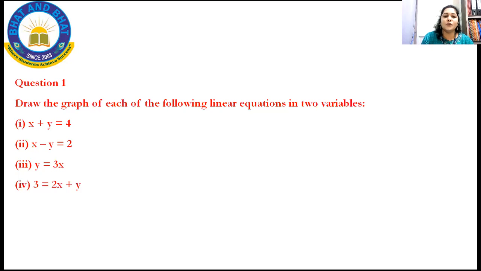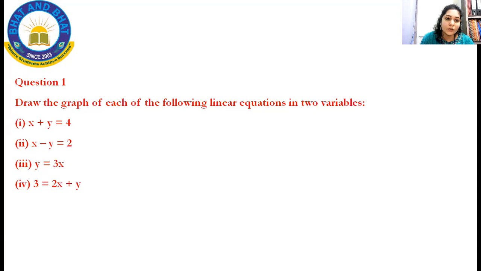Now what is the very first question? Draw the graph of each of the following linear equations in two variables. What is the first question they have asked? x plus y is equal to 4. So we have to plot this. How do we plot this? What is the first step which I've asked you to do? We have to write it in standard form. Yes, the very first step, you can go ahead and write it in the standard form.